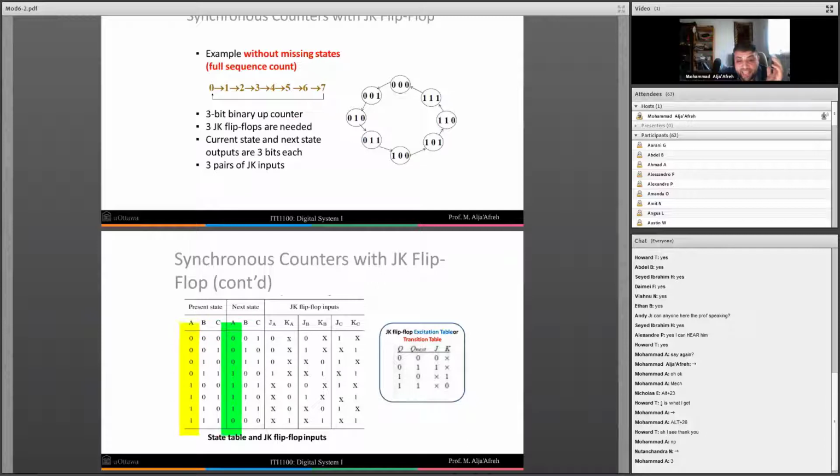Now, if I am at state 1 and I'm still at state 1, 1 and 1, x0. So 1 and 1, x0. Okay. State 1 at the present state, the next state is 1, it's x and 0 again.